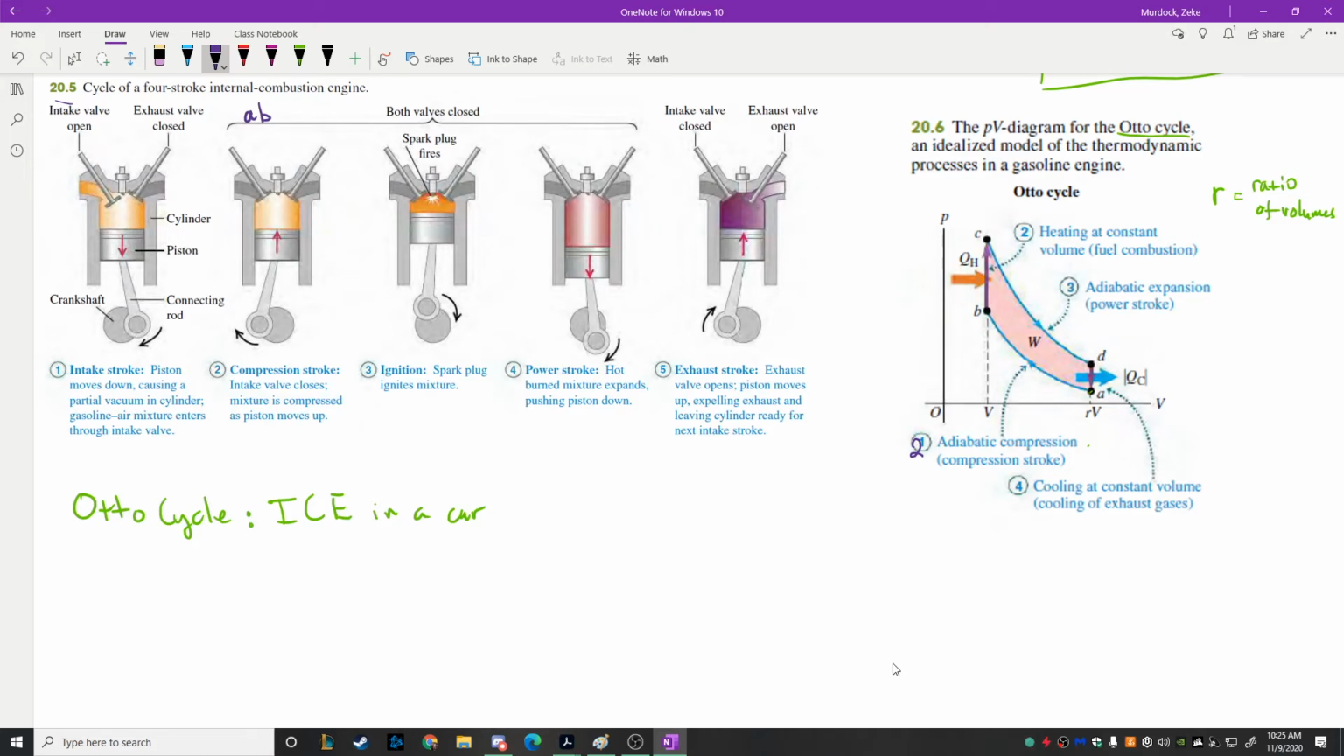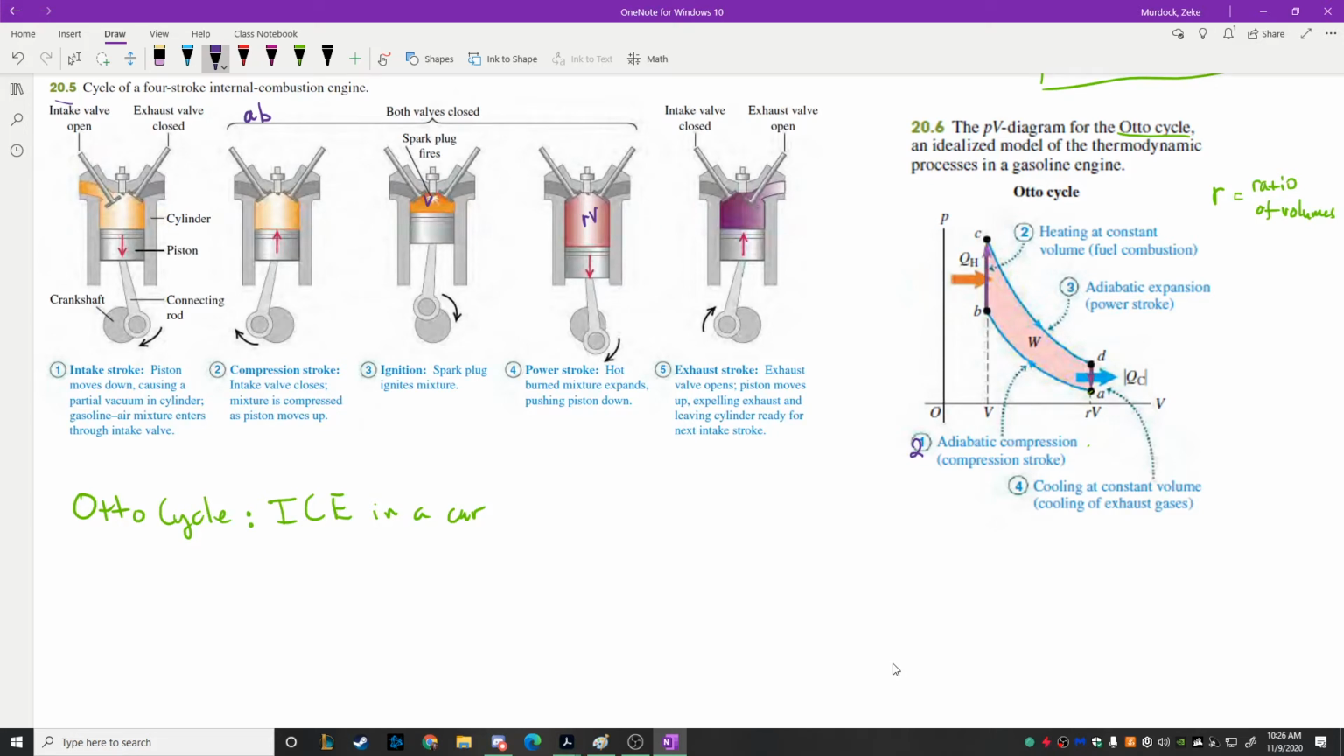The intake valve closes, and the mixture is compressed as the piston moves up. Okay, so compressed means we go from a volume R times V, which would be like the full volume, this would be RV, to a smaller volume, which is V right here. Okay, so that's A to B. Okay, ignition. So now that it's been compressed, a spark plug ignites the mixture. All right, so it compresses here, and then the spark plug ignites it.